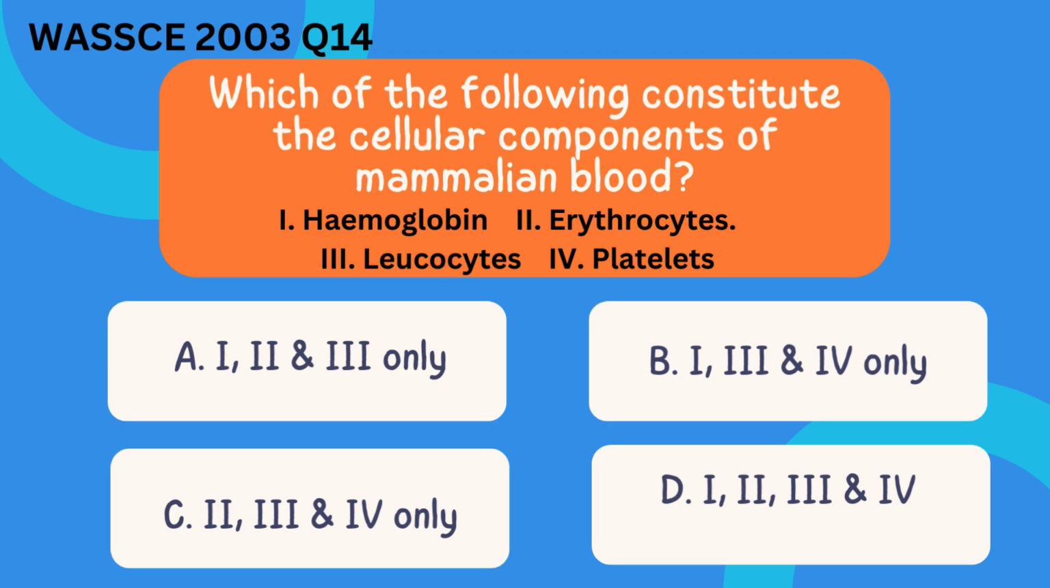Now the options: A, Roman figure 1, 2, and 3 only. B, Roman figure 1, 3, and 4 only. C, Roman figure 2, 3, and 4 only. And D, Roman figure 1, 2, 3, and 4. Look at all the options and pick your answer.